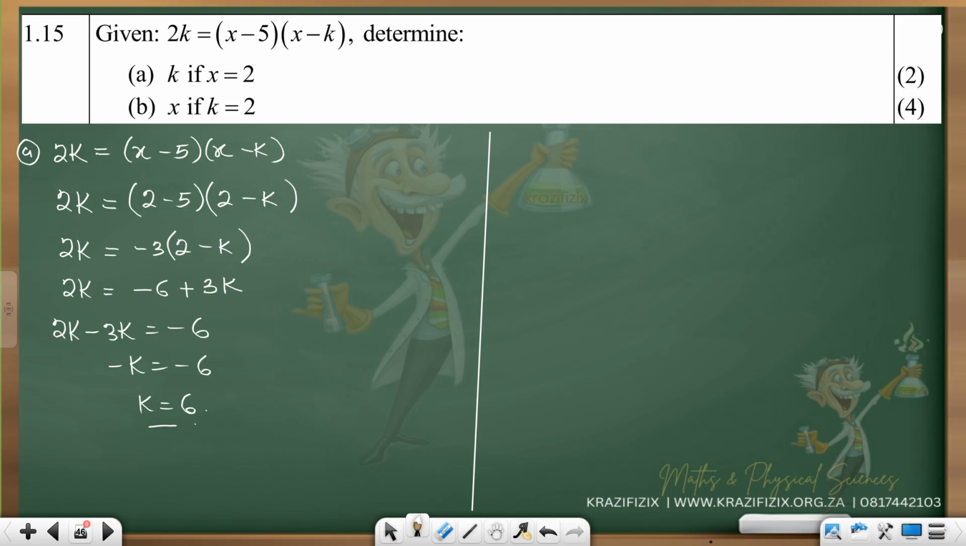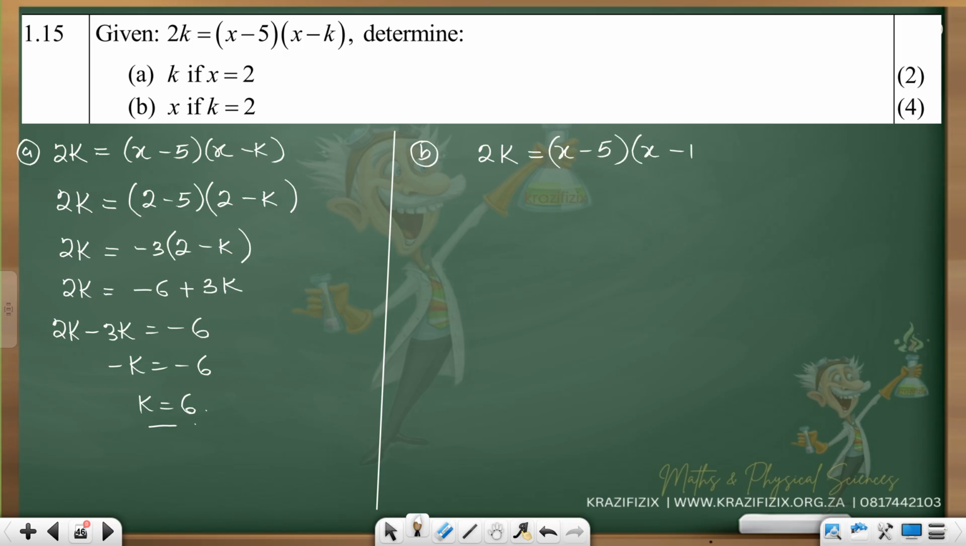What about finding x if k equals 2? Let's look at the second one. So k is equal to 2. We have 2k, x minus 5, x minus k. If k equals 2, this becomes, always show your substitution, x minus 5 and x minus 2. All right, so this is 4.